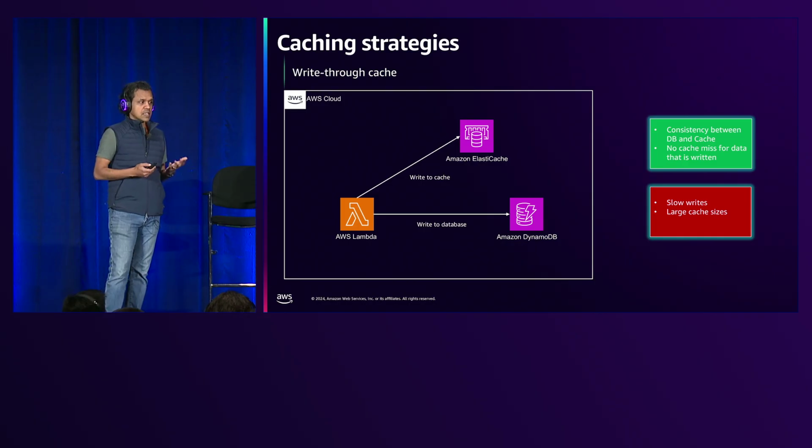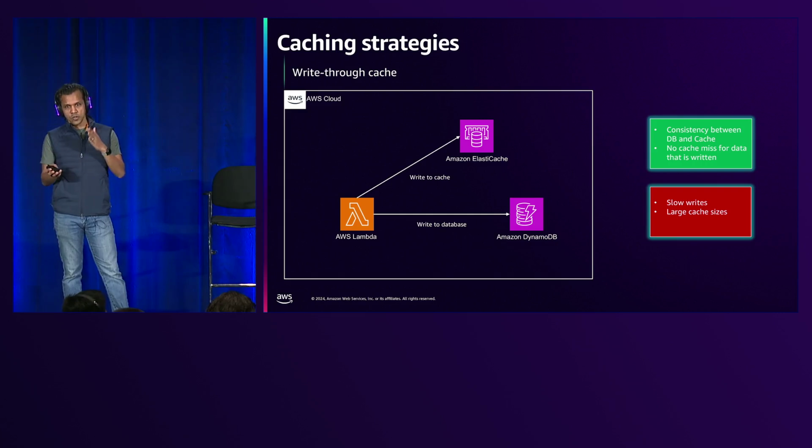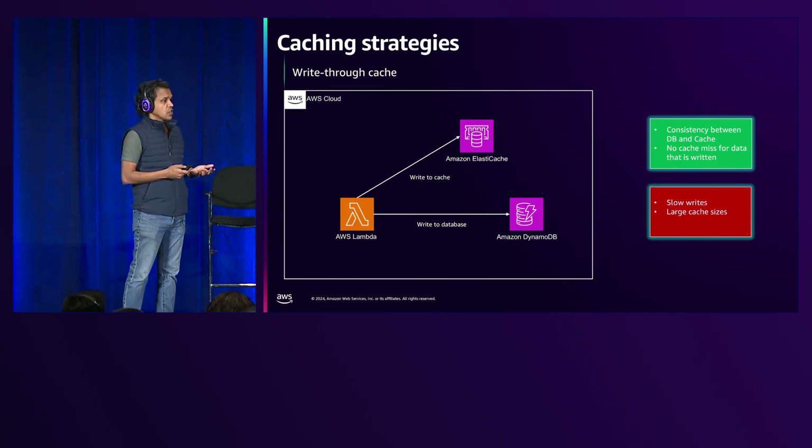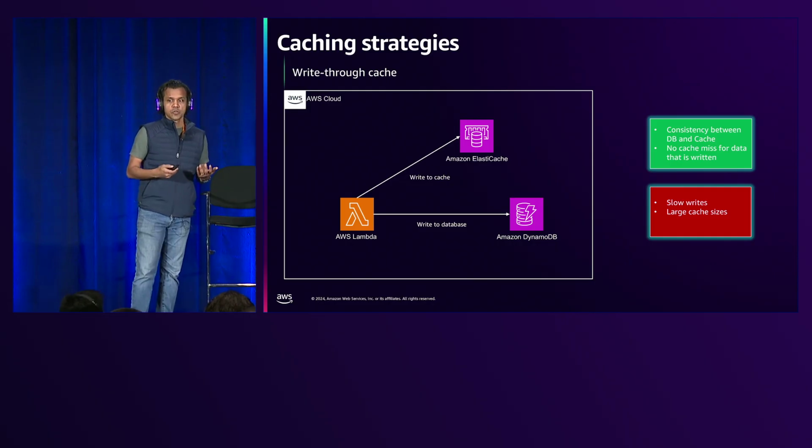Right? And so the consistency is somewhat better because you're writing at the same time. And so when one is updated, say the database, you're also updating the cache at the same time, right? And generally, there is a less likelihood of a cache miss in this scenario. The disadvantage is, of course, your writes are going to be slower because now you're writing to two systems, right?